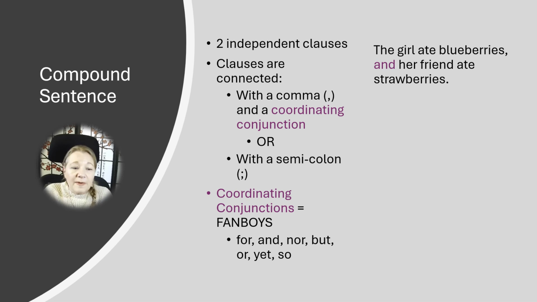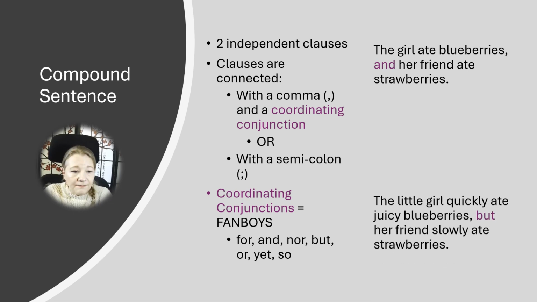The girl ate blueberries and her friend ate strawberries. The girl ate blueberries is an independent clause. Her friend ate strawberries, independent clause, and they are put together with a coordinating conjunction, comma, and.